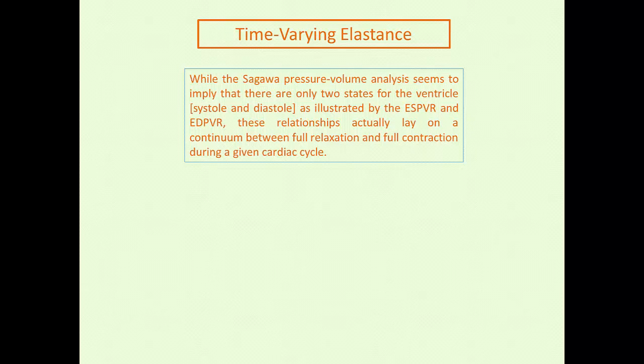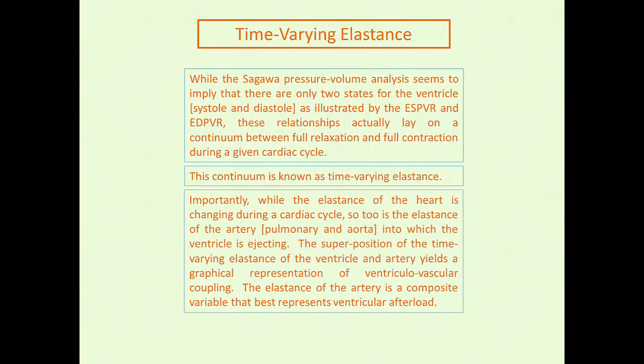In this, we've talked about elastance, the elastance between the end-diastolic pressure-volume relationship and the elastance of the end-systolic pressure-volume relationship, and how they're quite different. And as I think you could probably appreciate, it's not a black and white issue. It's not a quantal on or off state. It's very low elastance followed by very high elastance. But it actually lies on a continuum between full relaxation and contraction during a cardiac cycle. And this continuum is known as time-varying elastance.